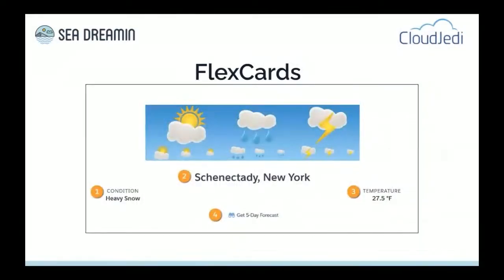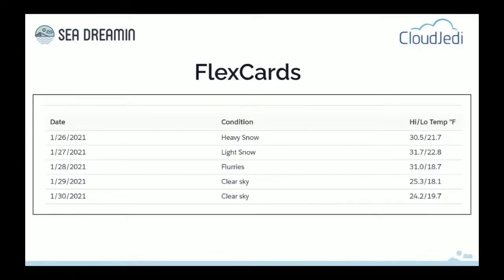This is another view from the previous one, showing us the condition and the temperature. And this part in number 4 is called a flyout. What this means is that within the flex card, you could click on something and then show additional information. As soon as you click on this, it can show you the different weather conditions within the next 5 days.